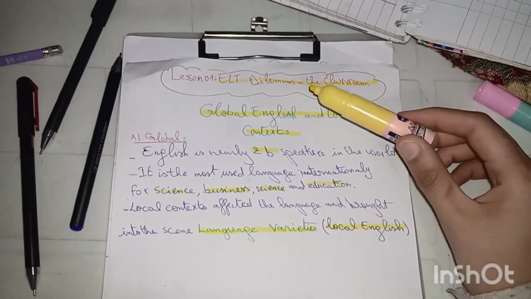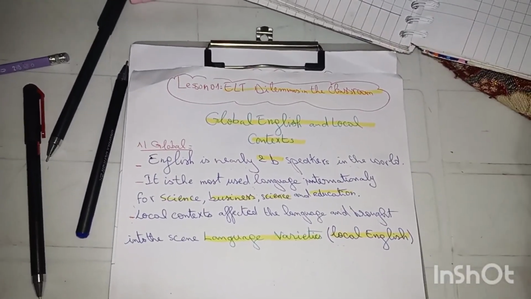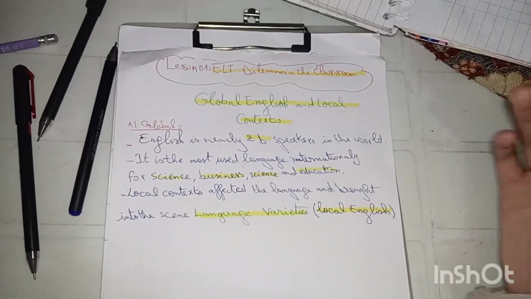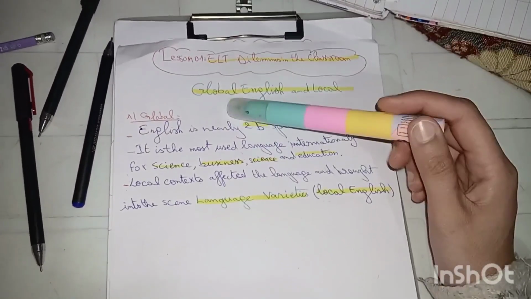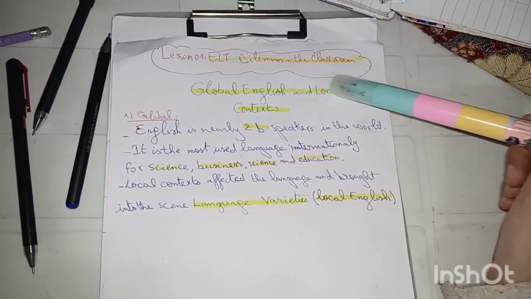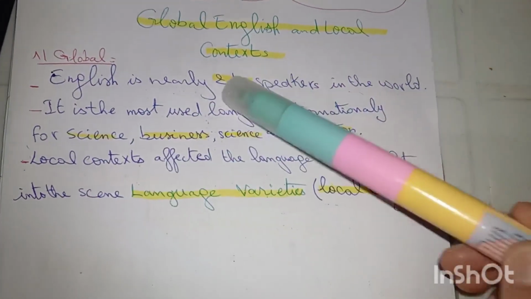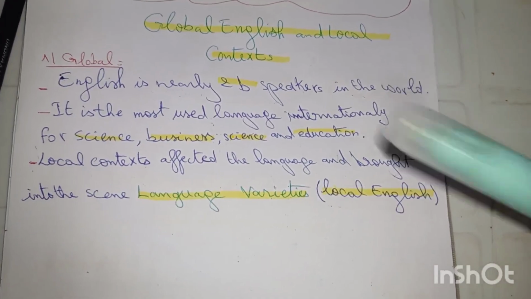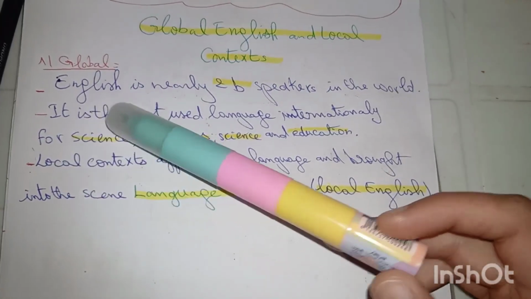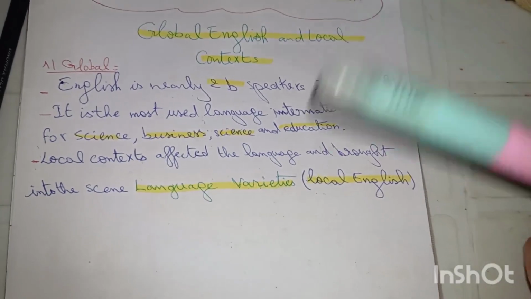In this video we have English language teaching, the dilemmas and problems in the classroom, like when we are trying to teach. The first element in this lesson is global English and local context. English has nearly 2 billion speakers in the world. It is international, with a wide view, and it is the most used language for business, for science, for education.